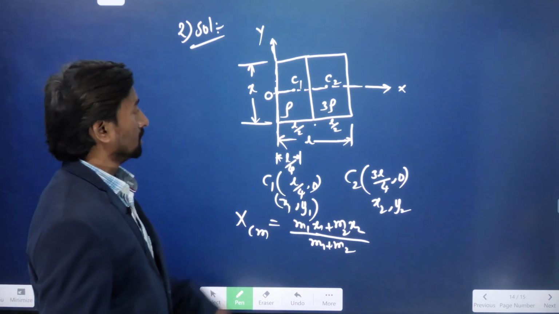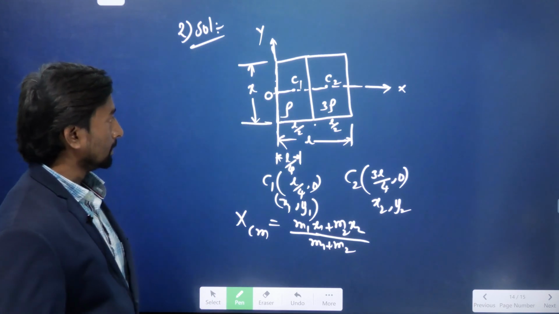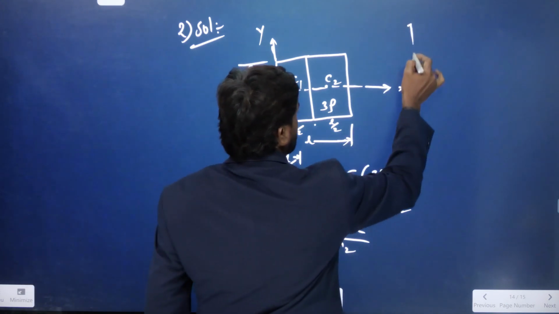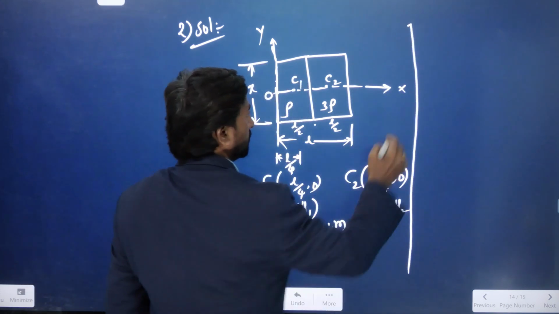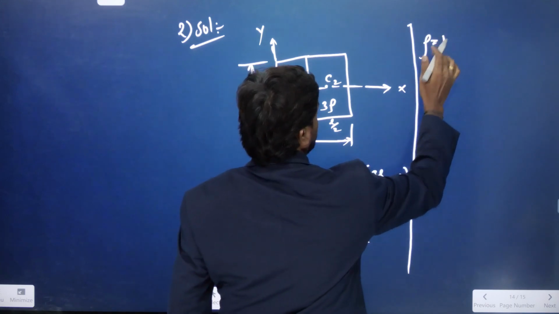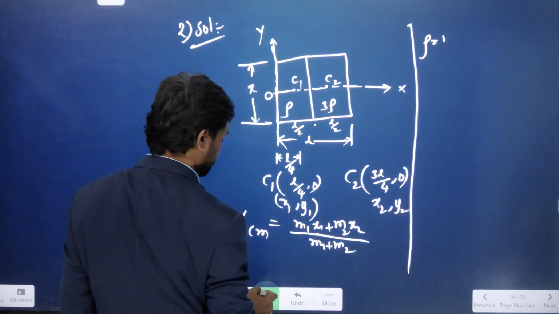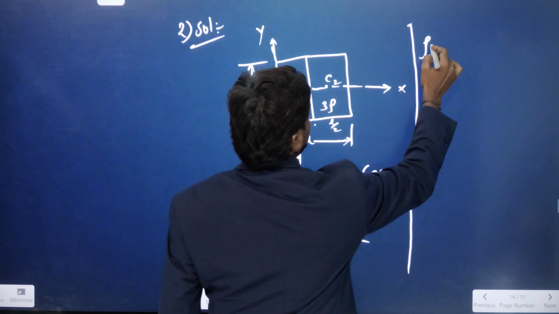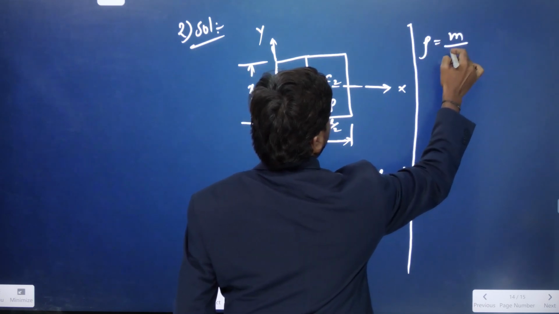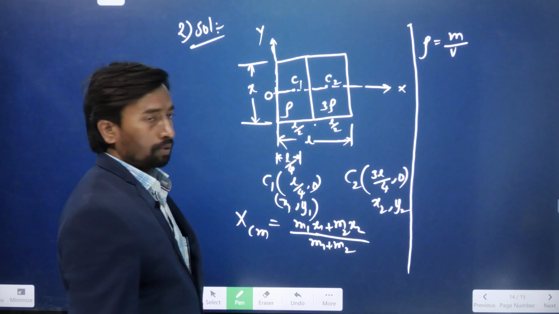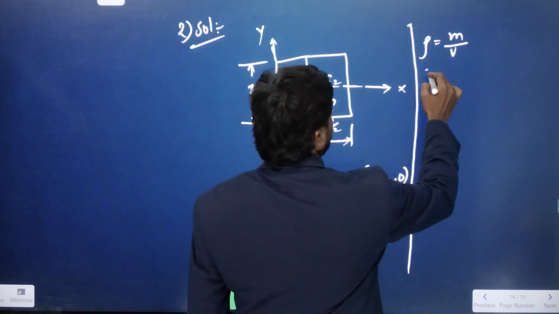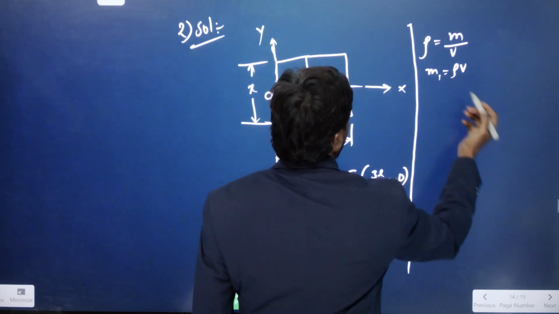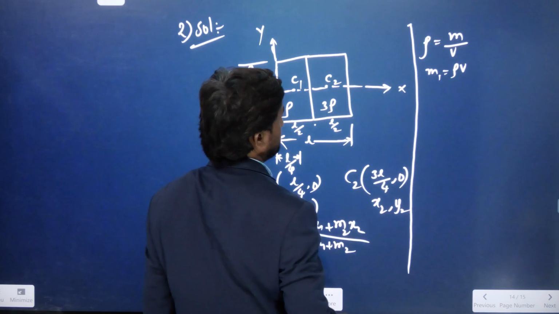Now how to find the mass of this rectangular plate, which is made of material of density rho? From the density we will get the mass. We know that density is nothing but mass per unit volume. So rho equals mass per volume, then m equals rho into v. So m1 is rho into v.